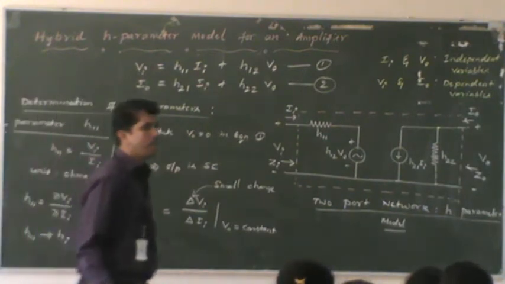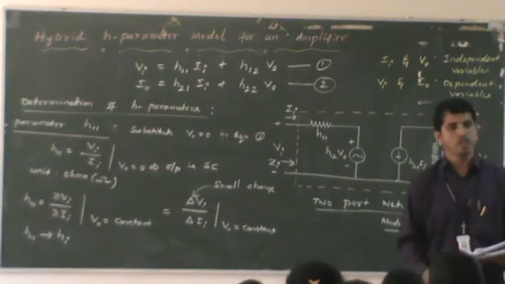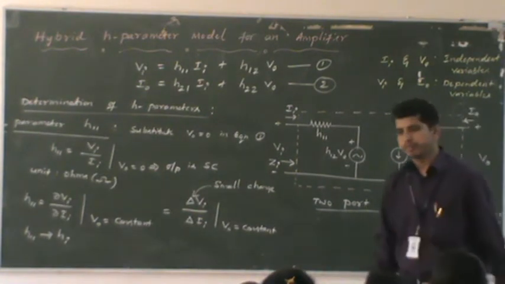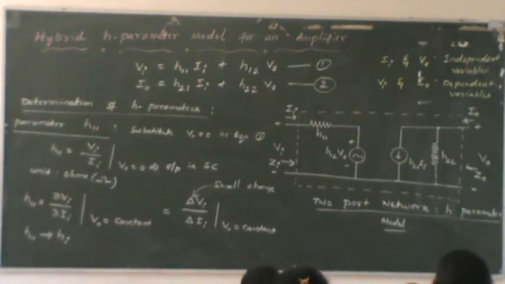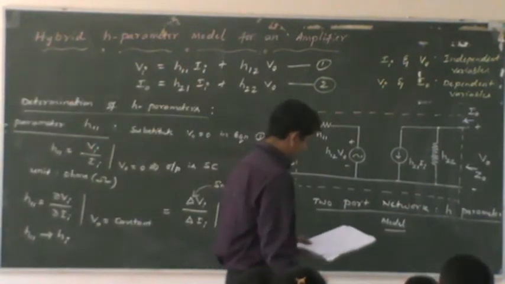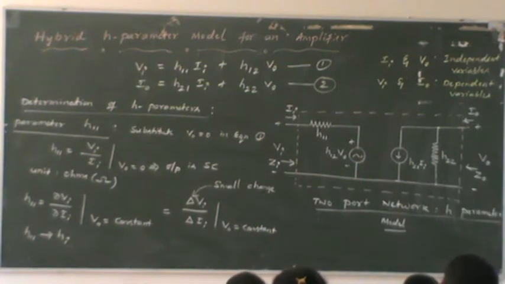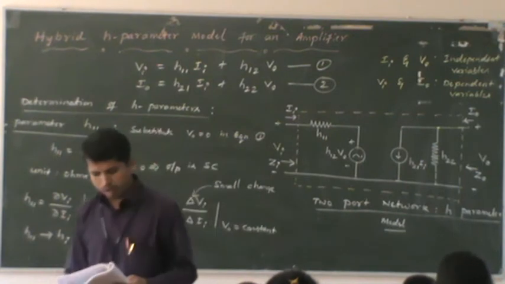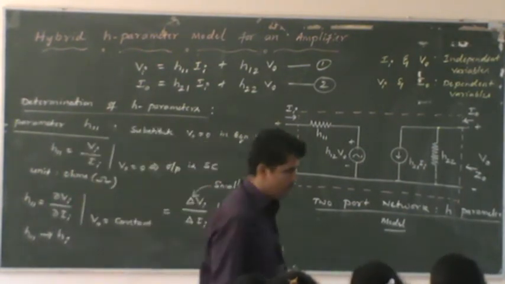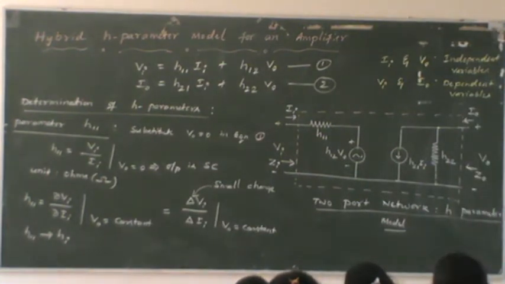So we can write down the definition for H11. The term H11 is defined as the ratio of instantaneous change in the input voltage to the instantaneous change in the input current for a constant value of output voltage.